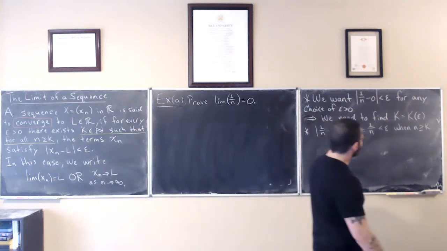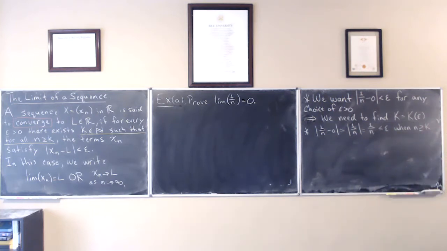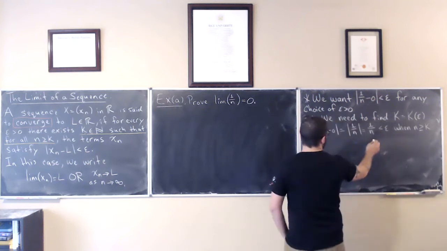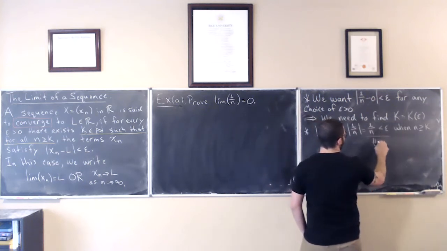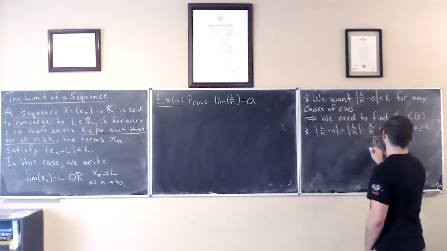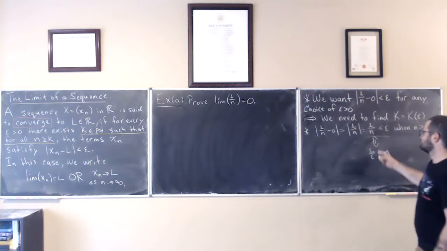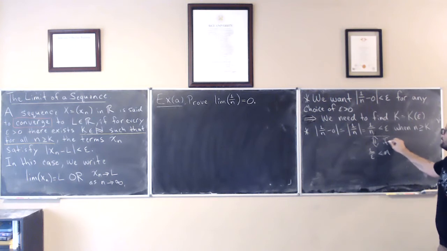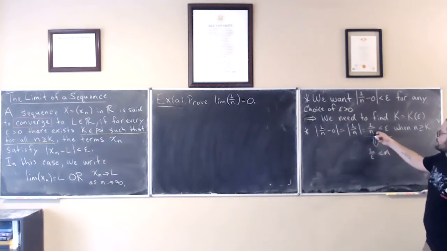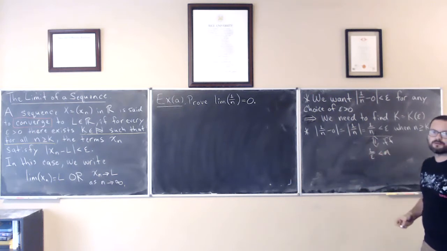So what we can say here is that this is true if and only if 1 over epsilon is less than n. That's an if and only if, by the way. If and only if that. So notice that this is true, which implies that 1 over n is less than epsilon. That's true whenever n is greater than 1 over epsilon.